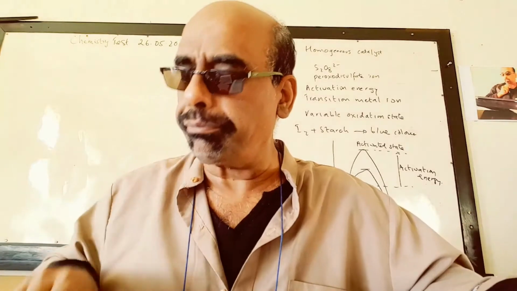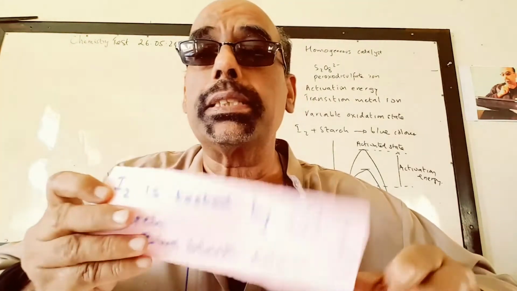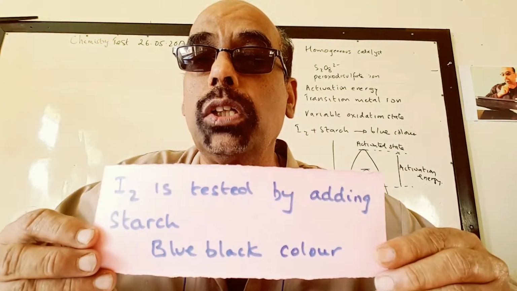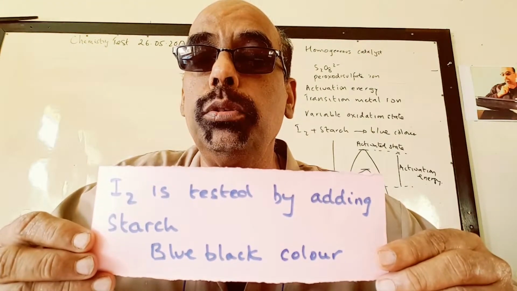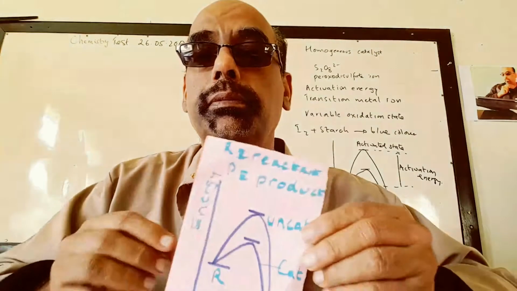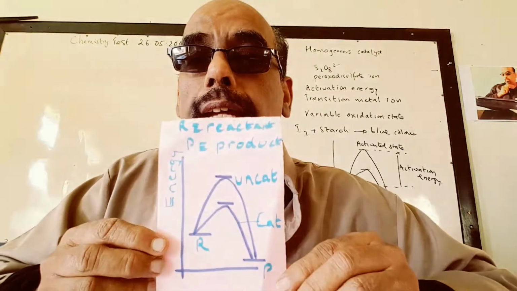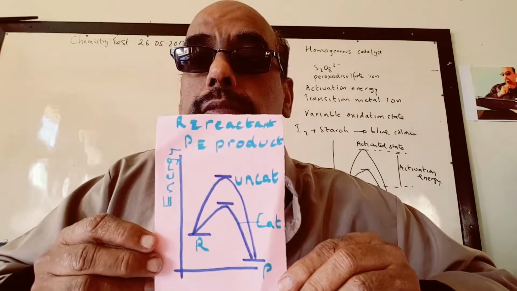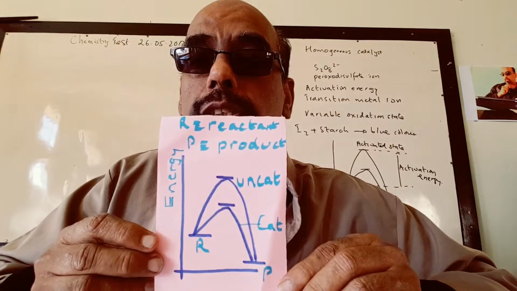Iodine is formed, and we can show the presence of iodine by testing with a small amount of starch, where we get a blue color formed. So here we have the energy diagram for the reaction, catalyzed and uncatalyzed reaction.